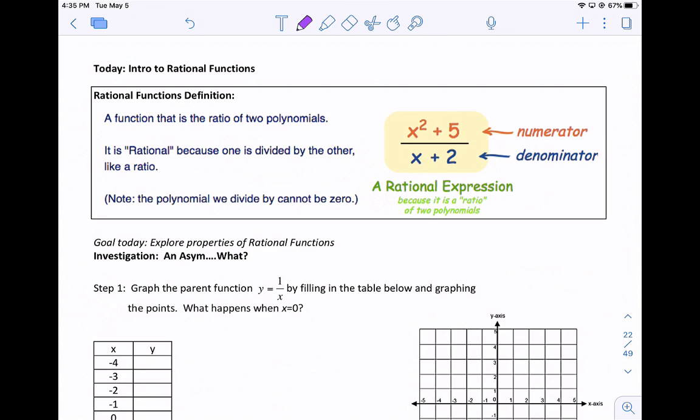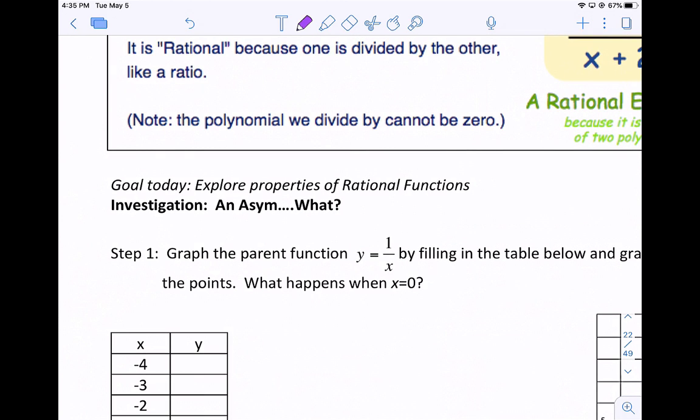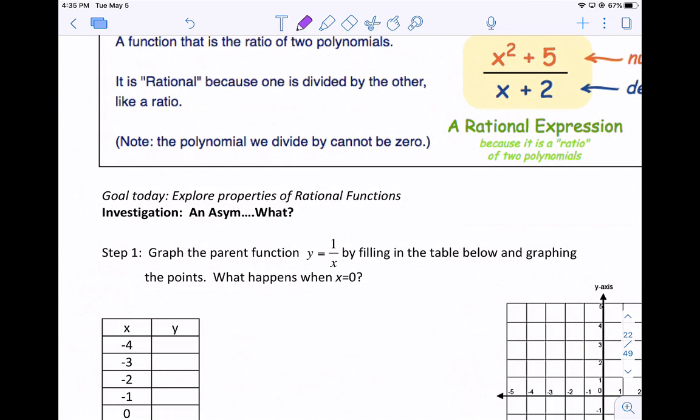So just to review, a rational function is a function that is the ratio of 2 polynomials. It is rational because one is divided by the other like a ratio. Note, the polynomial we divide cannot be 0. You can't divide by 0, so the bottom can't be 0. So our goal today is to explore rational functions, and we are going to look at something called an asymptote.